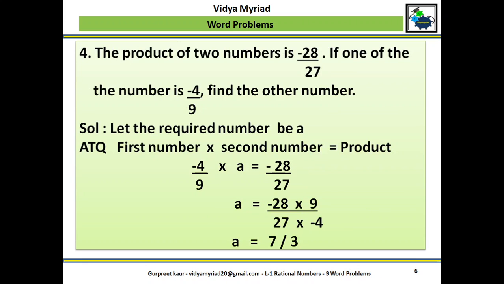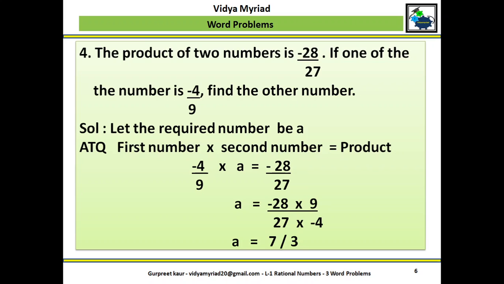Next example, the product of two numbers is minus 28 upon 27. Now product means this question is of multiplication. Two numbers are there, and minus 28 upon 27 is your answer. When you multiply two numbers, your answer should be minus 28 upon 27. If one of the numbers is minus 4 upon 9, find the other number. So let the other number be a or x or b. You can take any variable.